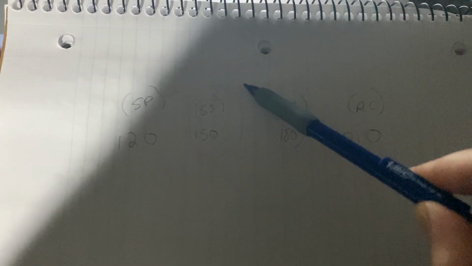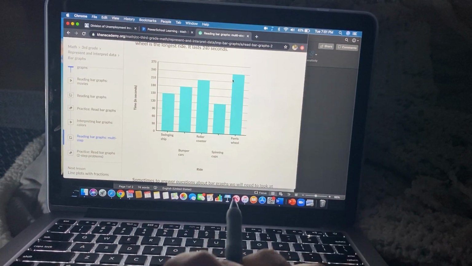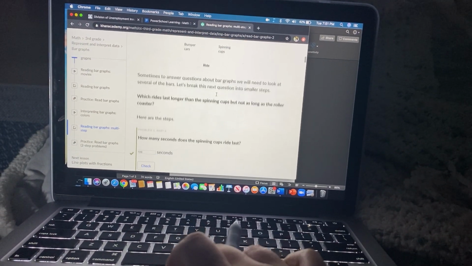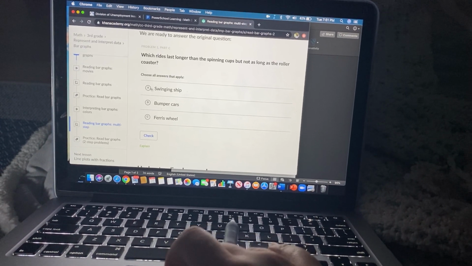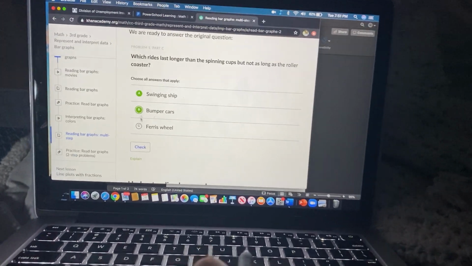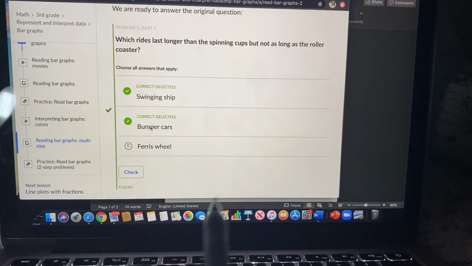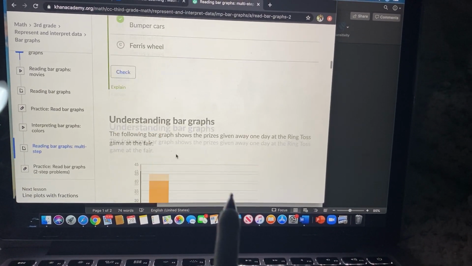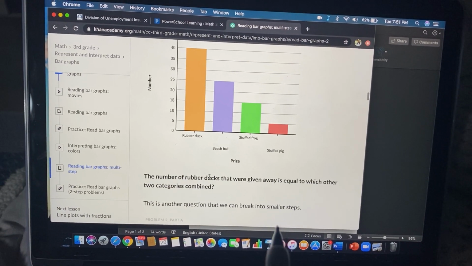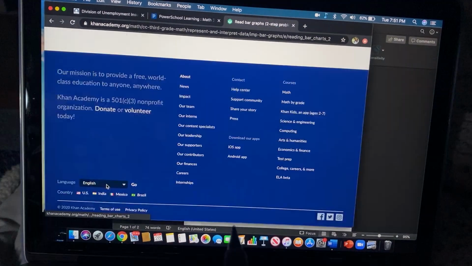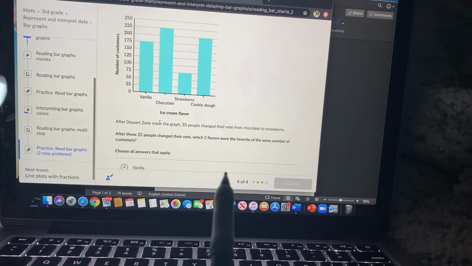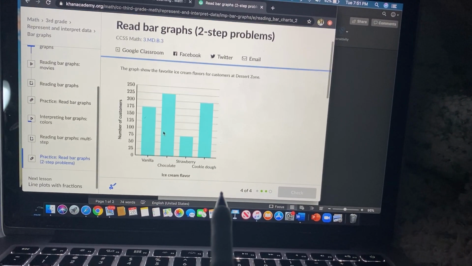So the only two rides that are in between 120 and 210 are the swinging ship and the bumper cars. So let's see if that's our answer. Swinging ship and bumper cars. That's the one that I'm going to choose. And we got it right. So that's pretty much what you guys are doing for that. And you guys are going to answer the questions. There's a billion of questions that you guys can do. And then the last one is to practice. So it just wants you guys to practice about how to read bar graphs again.